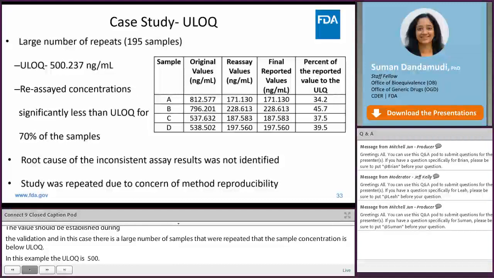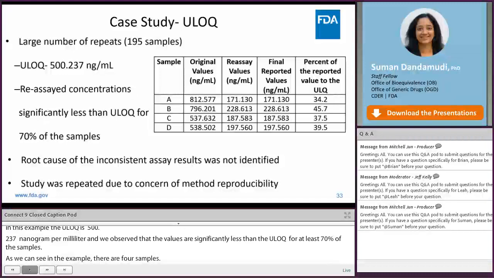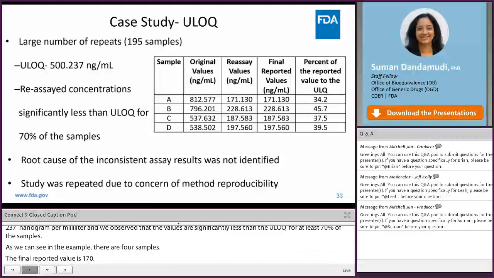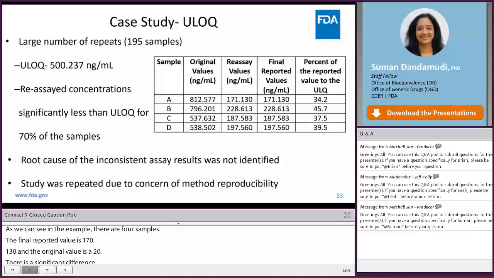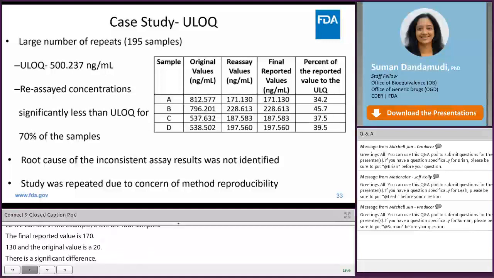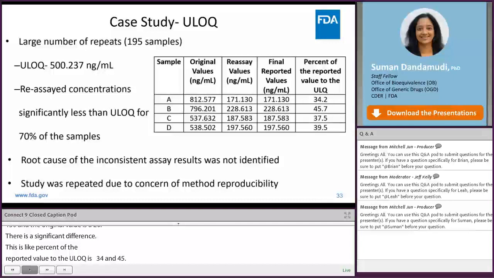The final reported value is 170.130, whereas the original value is 812. So there's a significant difference between the original and the final reported value. And these are percent of the reported value to the LOQ, 34, 45. So the applicant did not do any investigation, nor provide a reason why there is inconsistency in the assay results. When they were asked to find the reason, they said they could not find any reason. So finally, the study was not acceptable because of the concern of the method reproducibility.